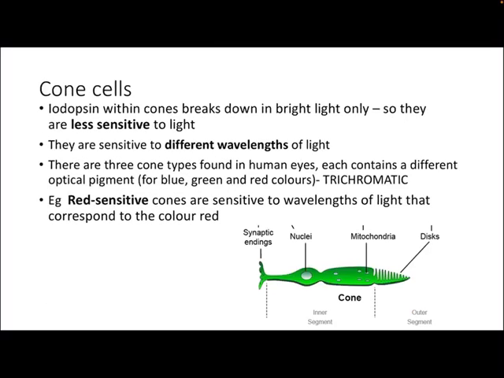Our cone cells contain the pigment iodopsin. It has low sensitivity, because it will only break down in bright light. But cone cells are sensitive to different wavelengths of light. There are three types of cone cells: blue, green and red. So they're described as having trichromatic vision. Our red sensitive cones are sensitive to wavelengths of light corresponding to the colour red, blue sensitive cones to blue light, and green sensitive cones to green light. So they have low sensitivity.